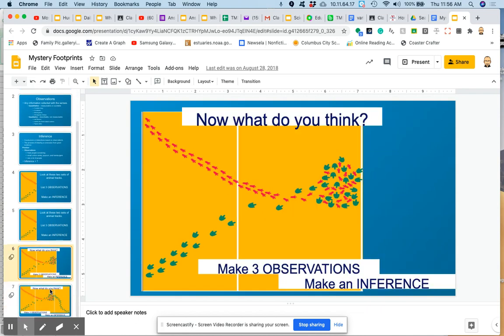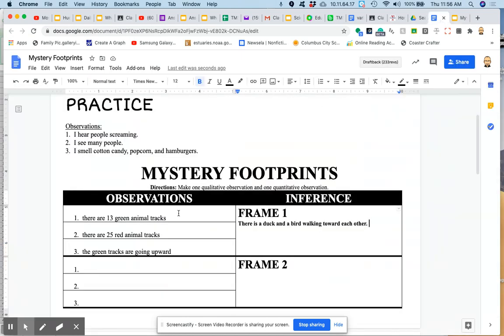Now, what do you think? Make three observations, make an inference. I'm making observations about this slide here. So I can count the animal tracks again. Remember, those are quantitative observations. I'm going to make three qualitative observations. Okay. So again, these are quantitative observations because they have numbers in them. This is a qualitative observation.